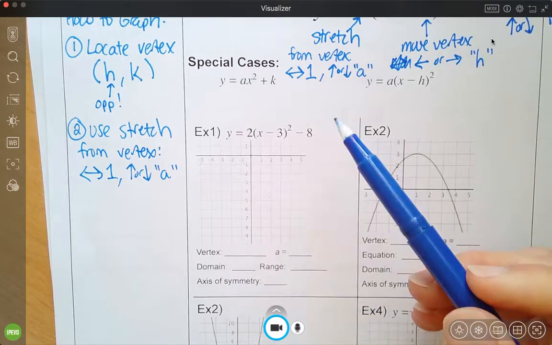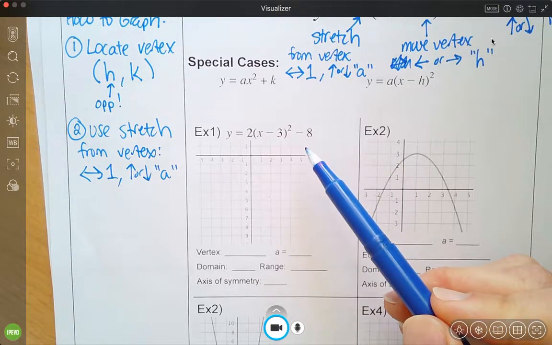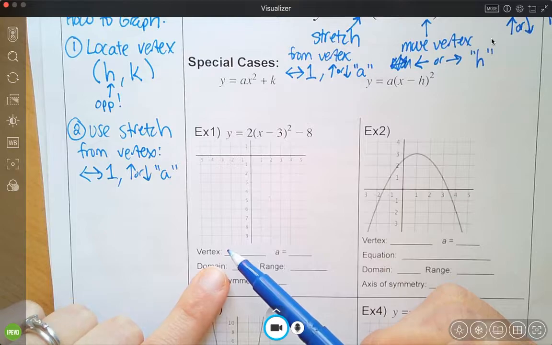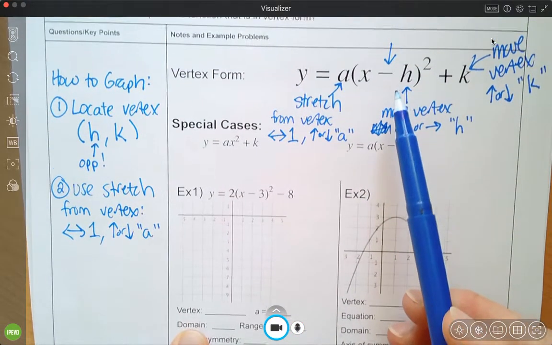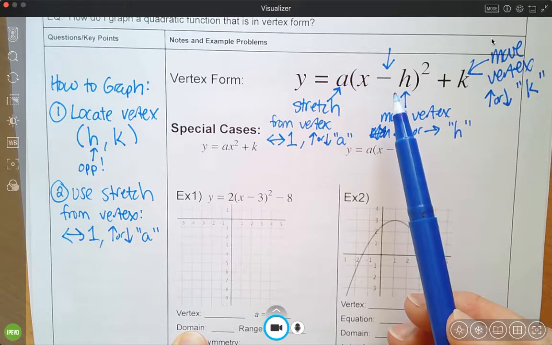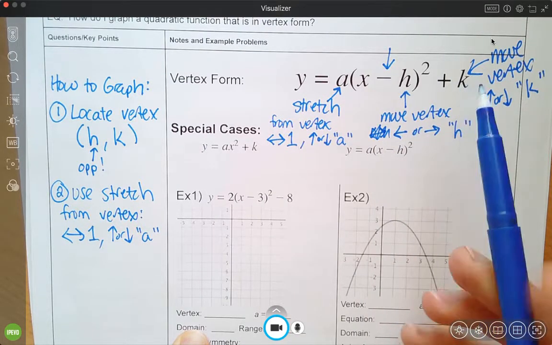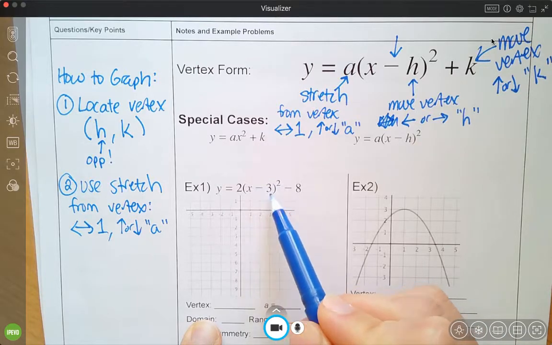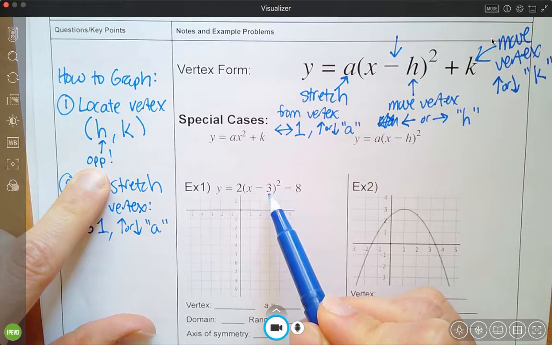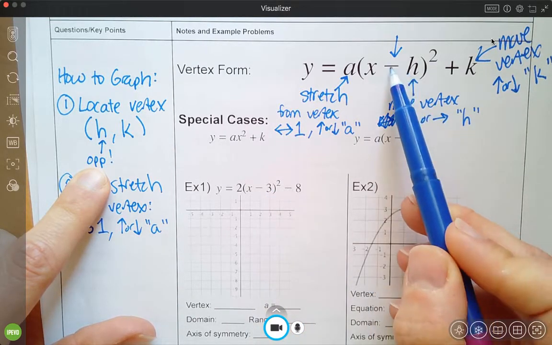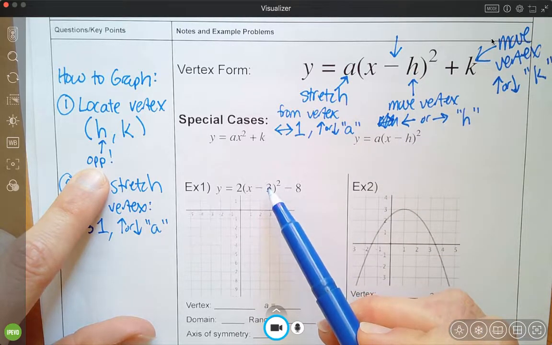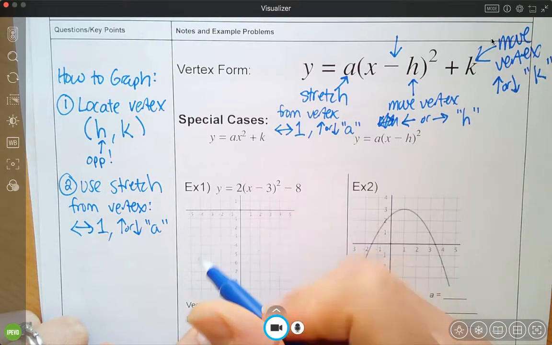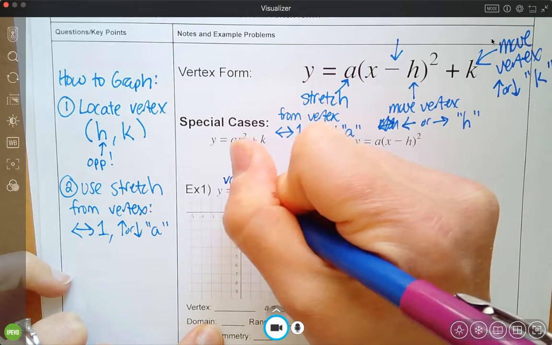Okay, so first thing we have to do is identify the vertex. And the vertex is located at h, k. h is the number in parentheses with x. k is the number off to the side. So the number in parentheses with x is this -3, but we have to take the opposite, right? Because basically we have to do negative of whatever h is. So we have to do negative of -3. So the vertex here, in fact, I'm going to write it above.